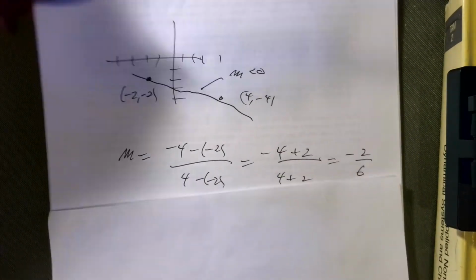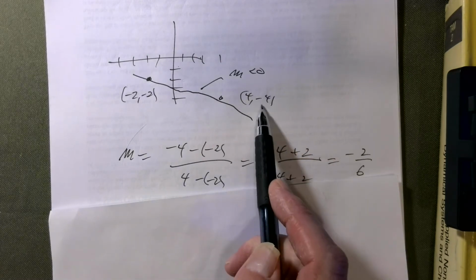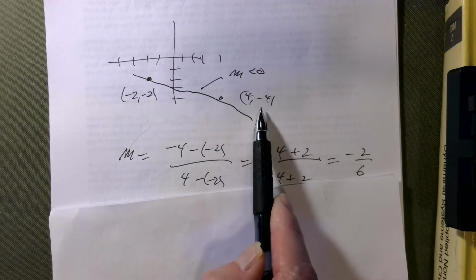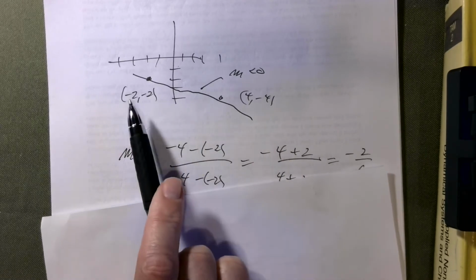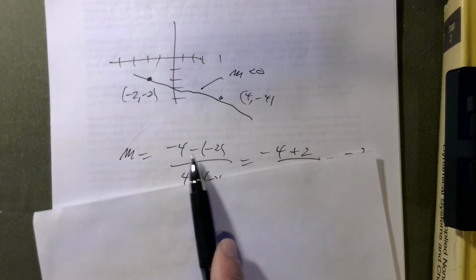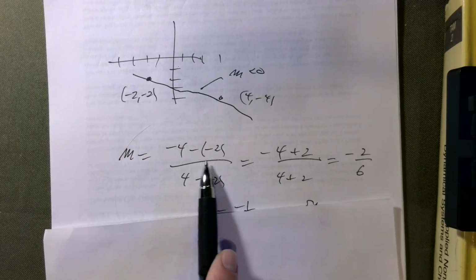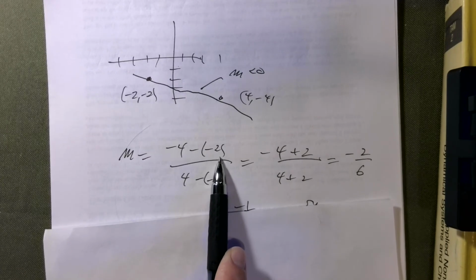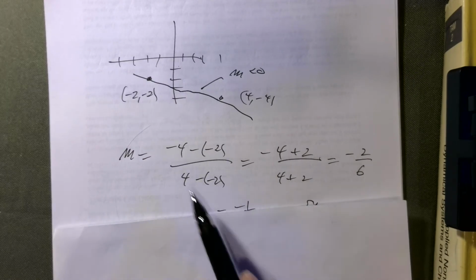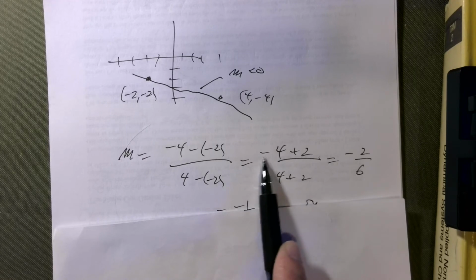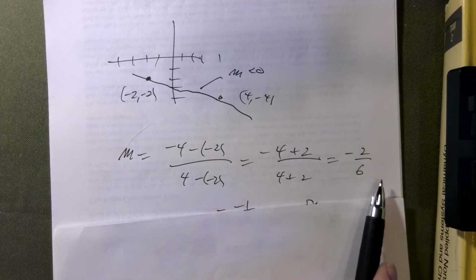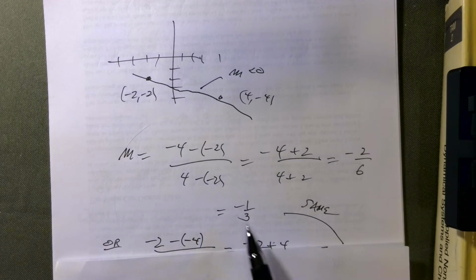So if I take this as my second point and this is my first point, I'm going to take negative 4 minus, be careful, a minus 2, and then 4 minus a minus 2. A negative of a negative is positive 2. So we get negative 4 plus 2 over 4 plus 2. So upstairs we get minus 2 over 6, which we could simplify to minus 1/3. So it is a negative number, but it's not very steep, as we see from the picture.